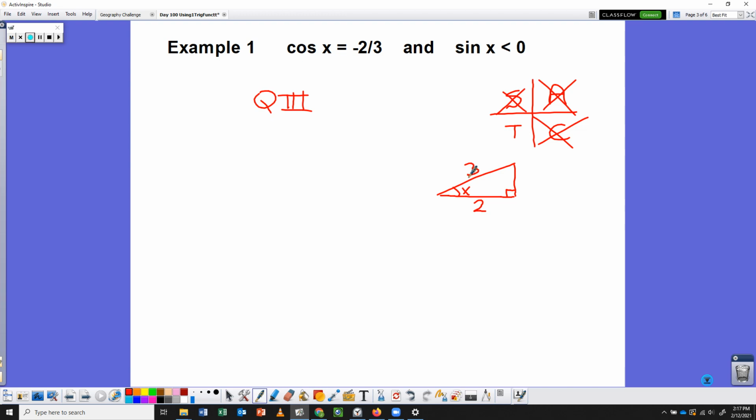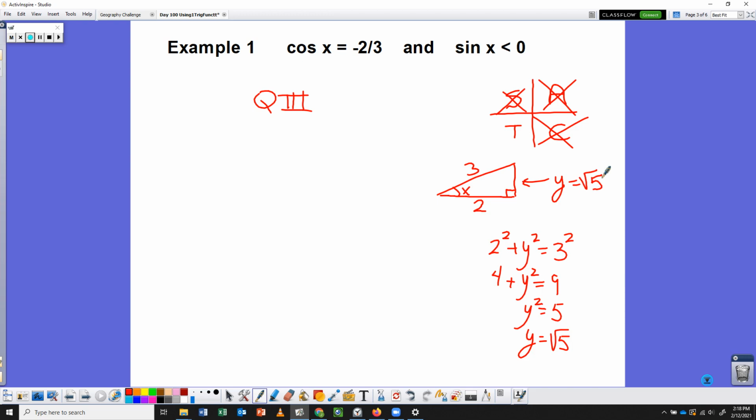We're now going to have to use the Pythagorean theorem to figure out what the missing side is in this problem. The missing side, by the way, would be the opposite side. So 2 squared plus y squared is going to equal 3 squared. So 2 squared is 4, and 3 squared is 9. And if you subtract the 4 over to the other side, you're going to get that y squared equals 5. And when you take the square root of both sides, you figure out the missing side in this picture is the square root of 5.